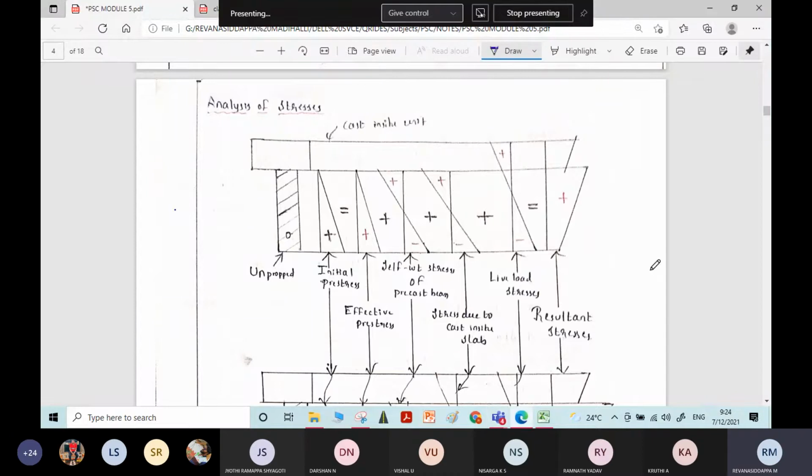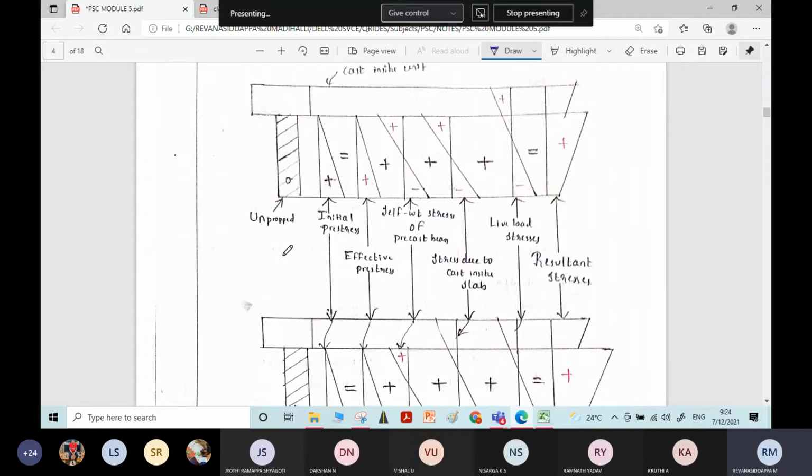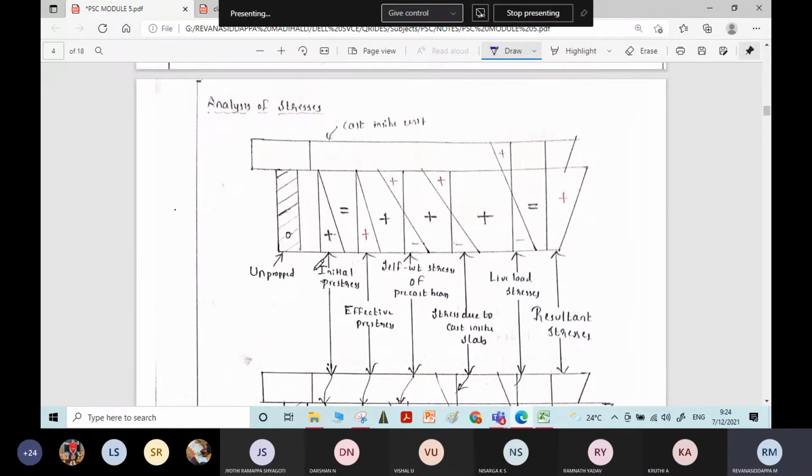All of you listen carefully, because it is required for solving the problems. If you do not understand this, you will get confused in solving the problems. Understand it clearly. First, I will be discussing the method of analysis of stresses for the unpropped case.